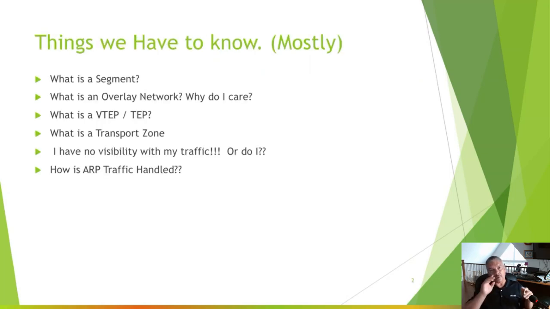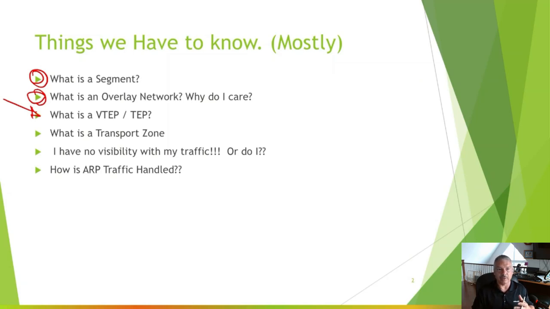So we're going to look at segments here, or switching. We're going to talk basically about that. I'm going to do a whole different thing on routing altogether, but there are certain things we need to understand. First thing, what is a segment? We'll talk about that very fast. We'll talk about what an overlay network is. We'll talk about what a VTEP or a TEP is. This is a virtual tunnel endpoint or tunnel endpoint. We'll talk about those.